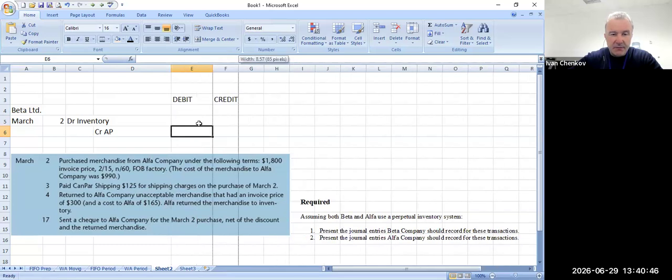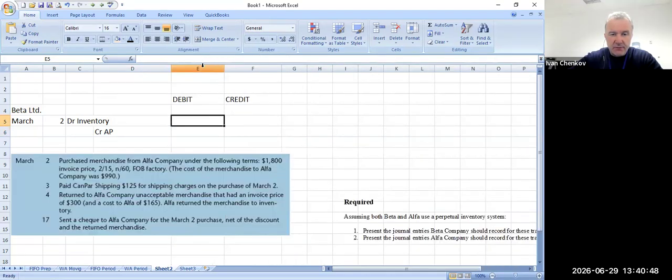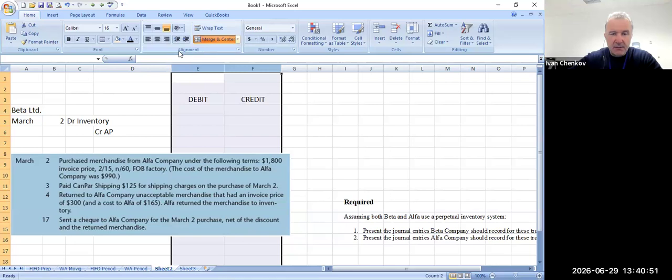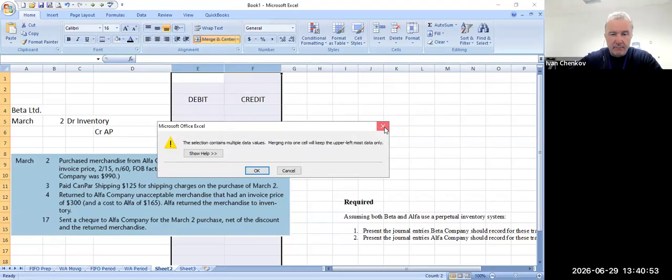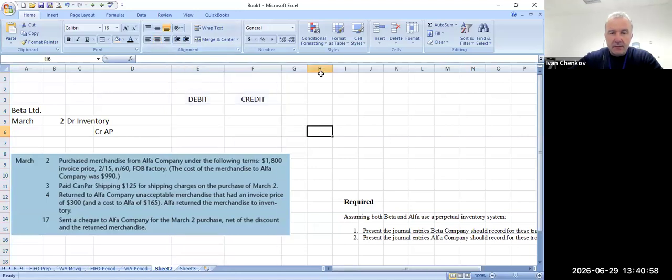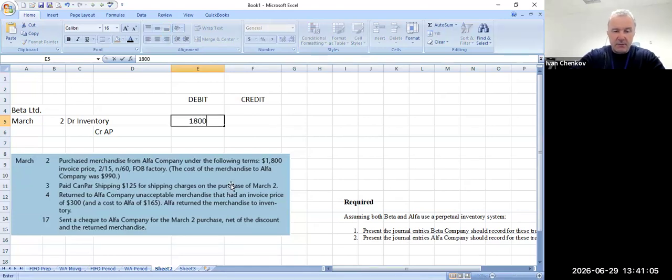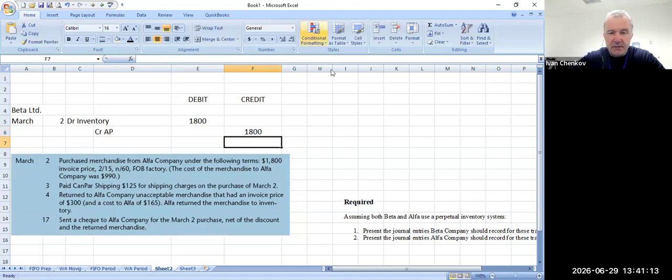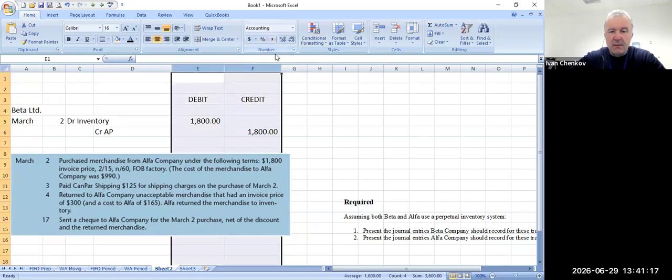Remember, debit and credit have to be equal. So make sure they're always equal, debit and credit. So the inventory that they purchased is $1,800, and accounts payable is $1,800. Let me format this as a number, both columns here. Okay, and we have our first journal entry.